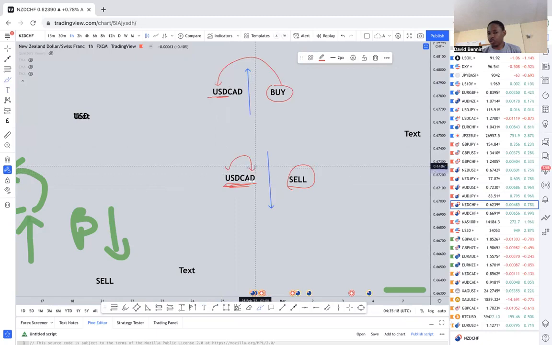I don't want to confuse you, but if you are selling, it means you are not interested in the US dollar. It means you're interested in the other currency. And if you are buying, it means you're interested in the first currency, which is the US dollar. I hope this makes sense.